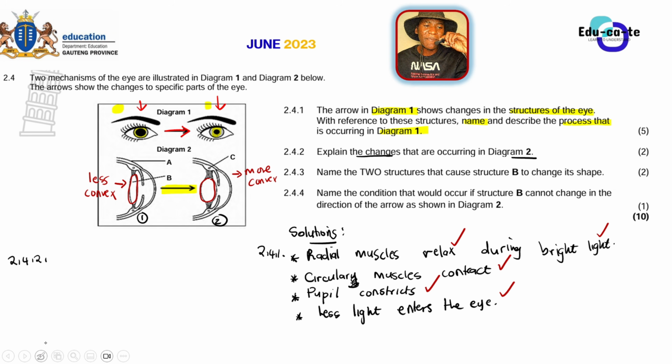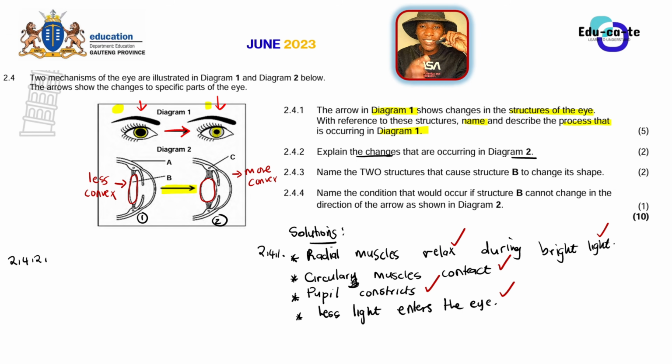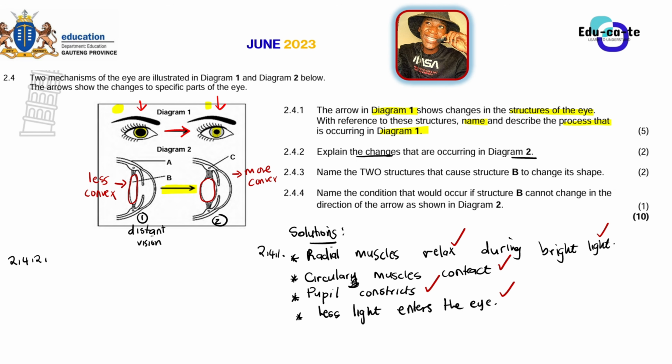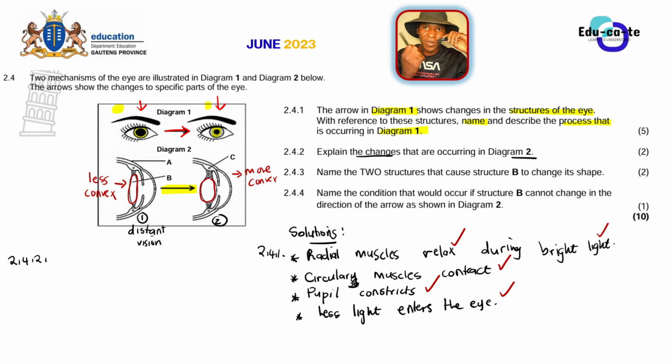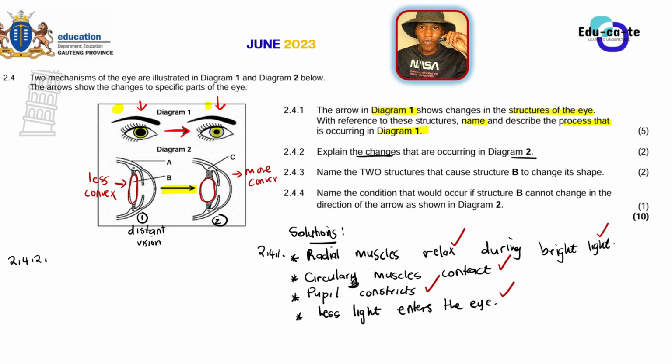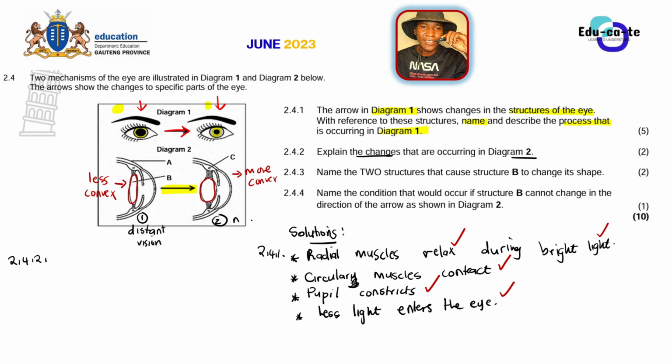Remember that when the lens is less convex, you are looking at things that are far away from you, things that are distant. So you are actually changing from distant vision. You are changing from looking at something that is far away, more than 6 meters away, to looking at something that is closer. It's like I was looking at that thing over there, but now I'm looking at this thing. So now the shape of the lens changes. That's accommodation. And now this is the near vision. So from distant vision to near vision. So explain the changes here.